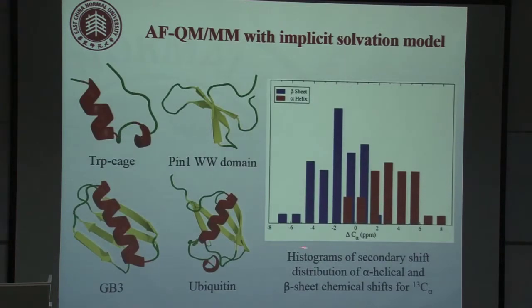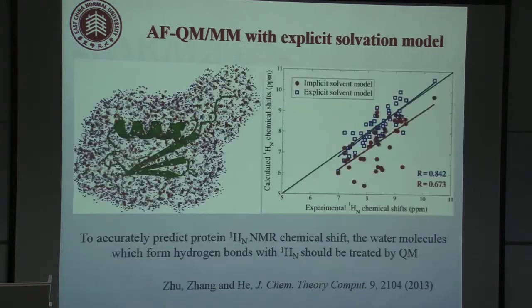And also we show this histogram of secondary shift. So secondary shift here is the chemical shift in the native structure minus the chemical shift in the random coil structure. So we show this distribution of alpha helical and beta sheet chemical shifts for carbon-13. What we see here is the atoms in the alpha helical region have an average downfield chemical shift. But for the atoms in the beta sheet, they have an average upfield chemical shift. And this agrees well with the experiment. And we can use this to differentiate the secondary structures for proteins.